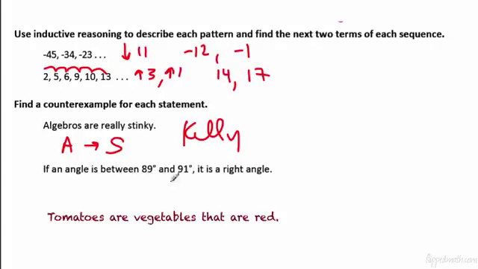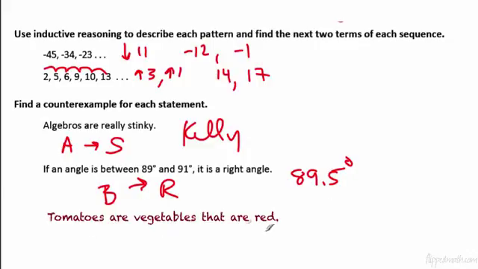If an angle is between 89 and 91, it's a right angle. For a counterexample, you have to be between 89 and 91 and not be a right angle. Well, what if you are 89.5 degrees? That's not a right angle, but that's between 89 and 91. So that would be my counterexample there.